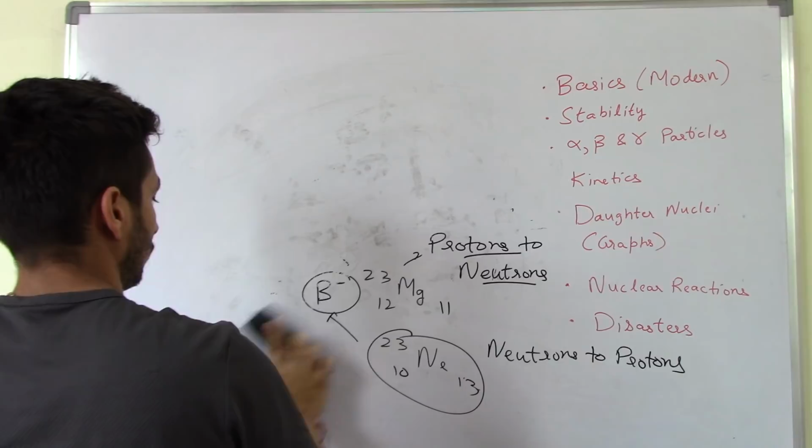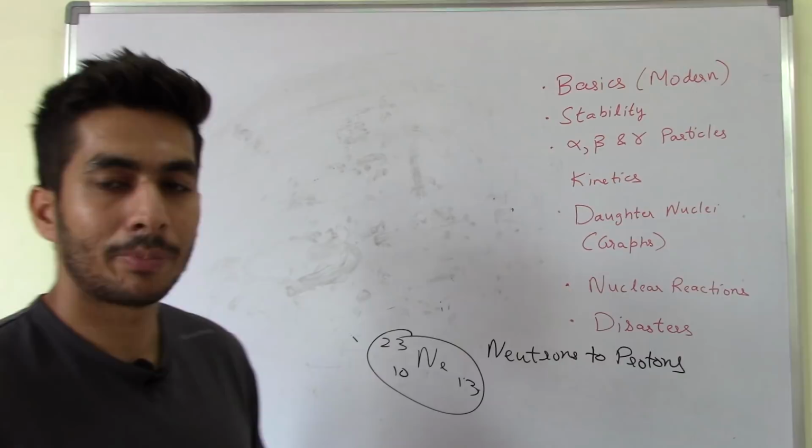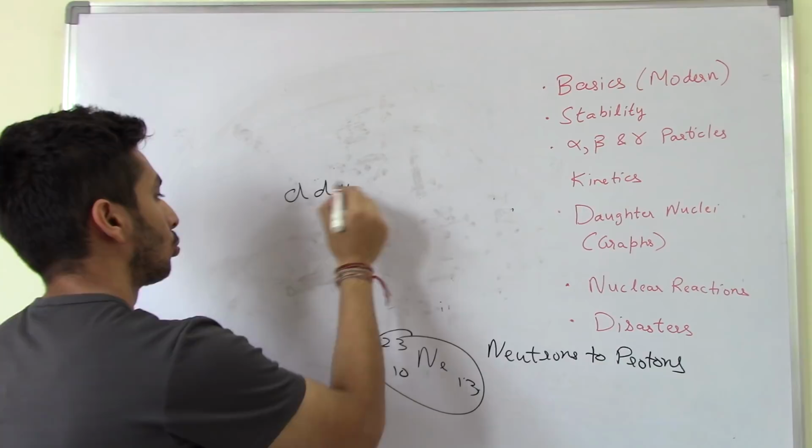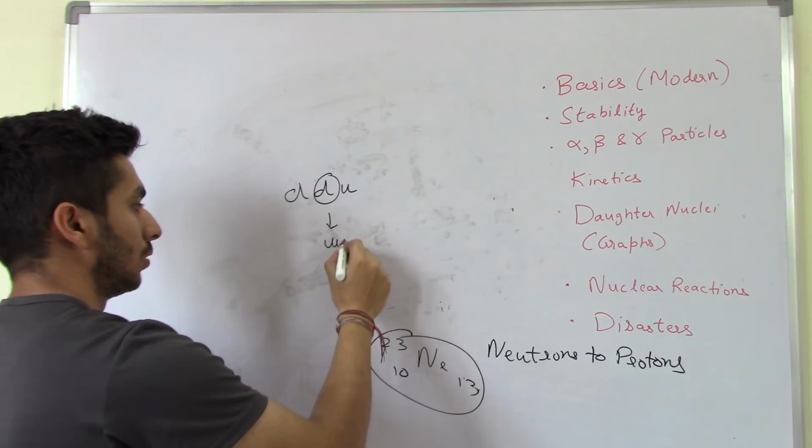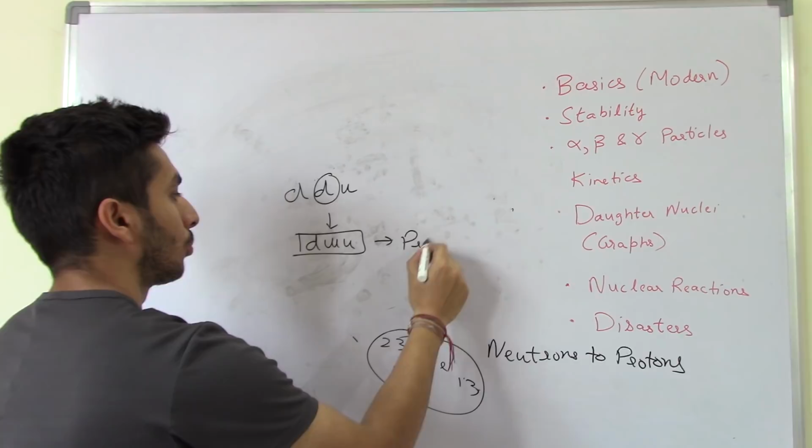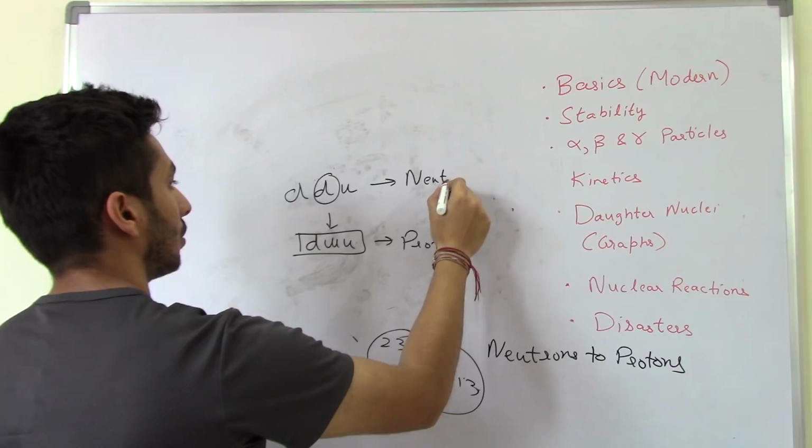A neutron, like I told you, comprises two down quarks and one up quark. If I convert one of the down quarks of a neutron to an up quark, I'll get a proton, right? A proton has two up quarks and one down quark, and your neutron is this, two down quarks and one up quark. So if I convert one of the down quarks to an up quark, I'll get a proton.